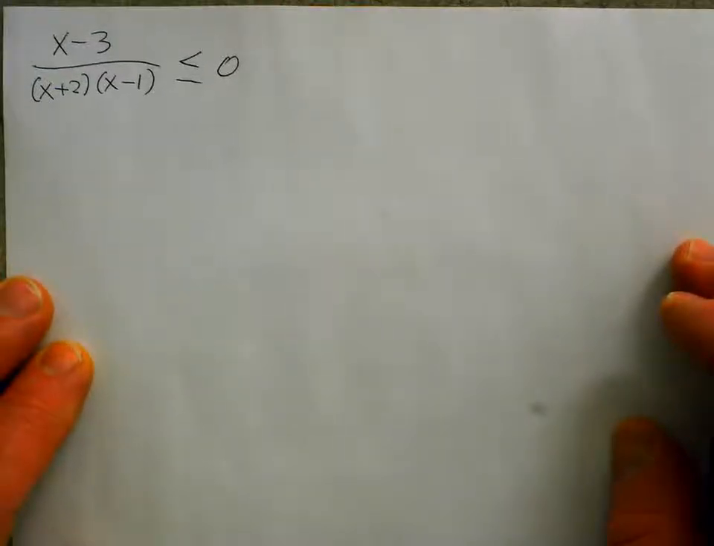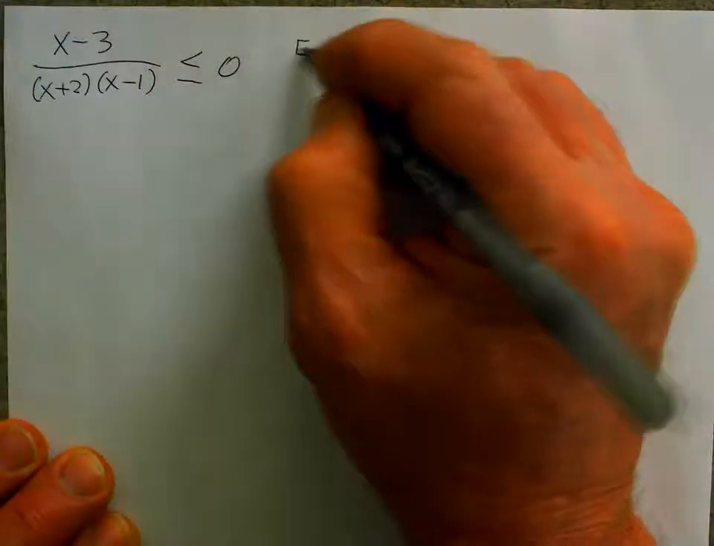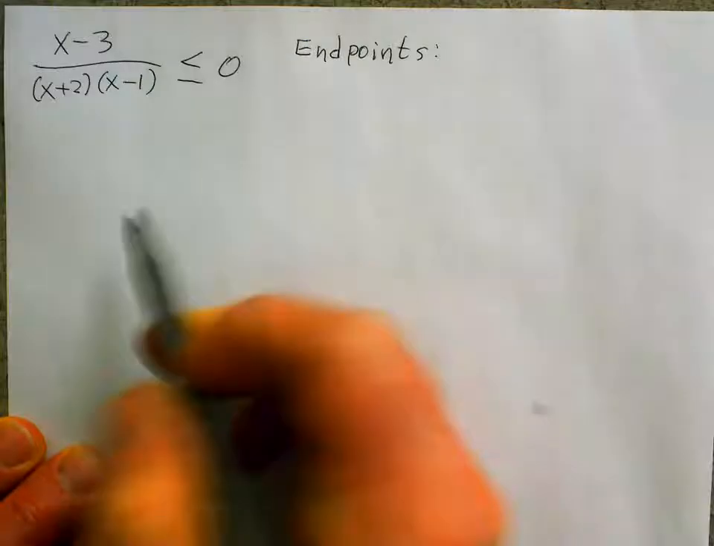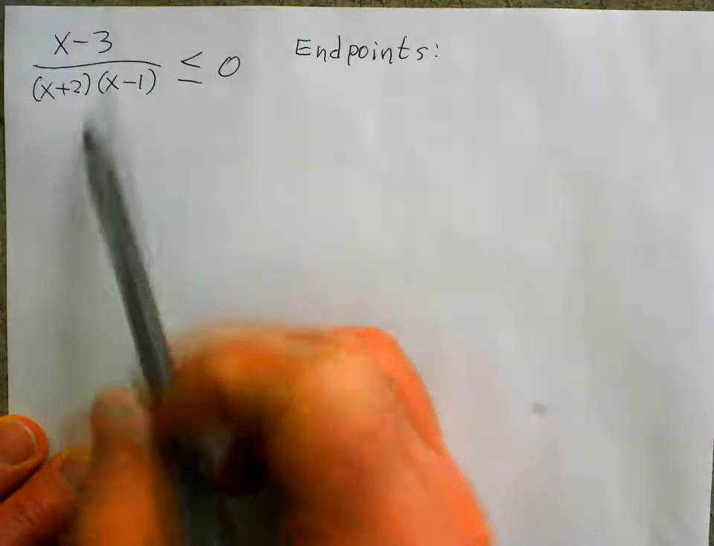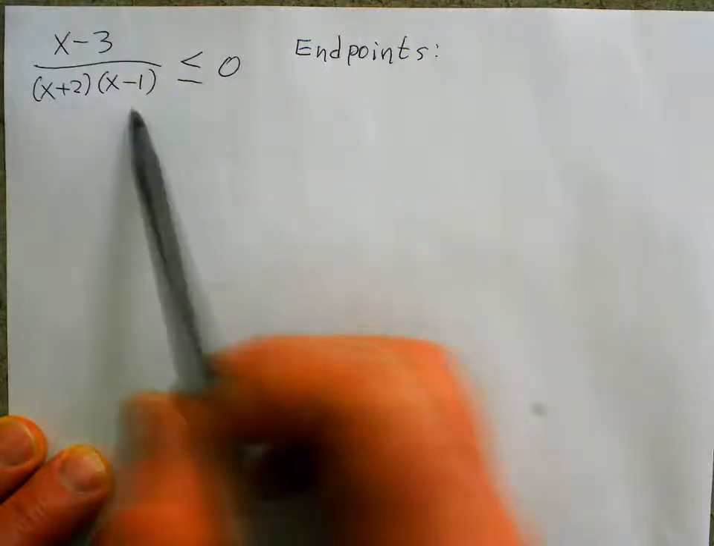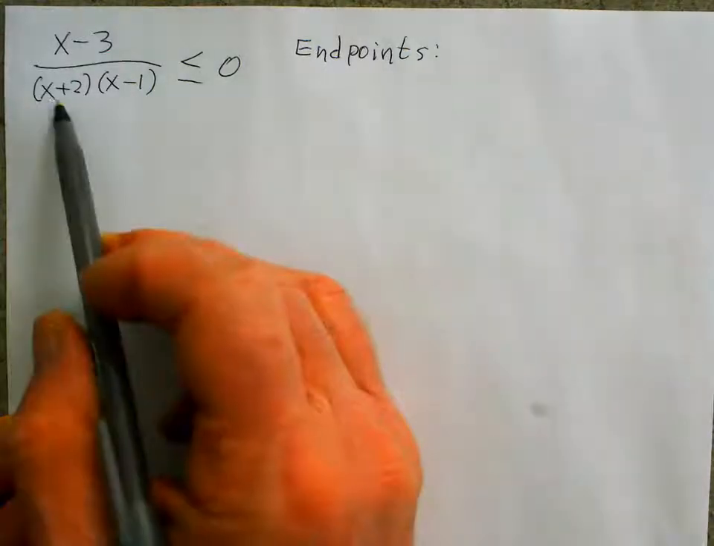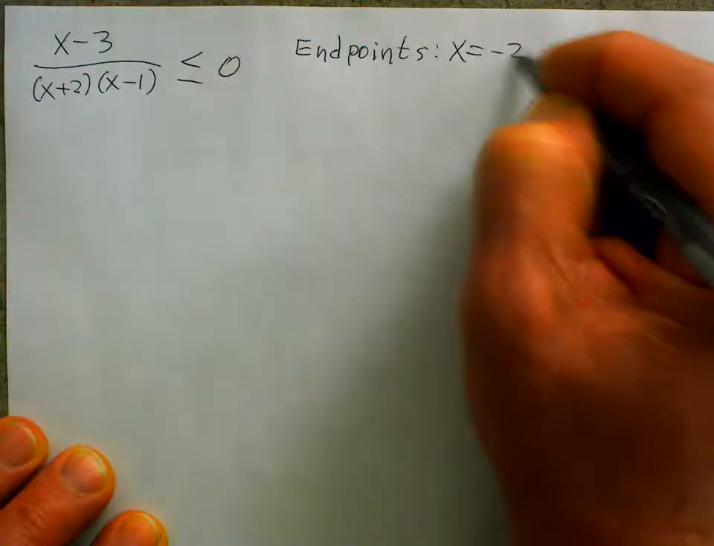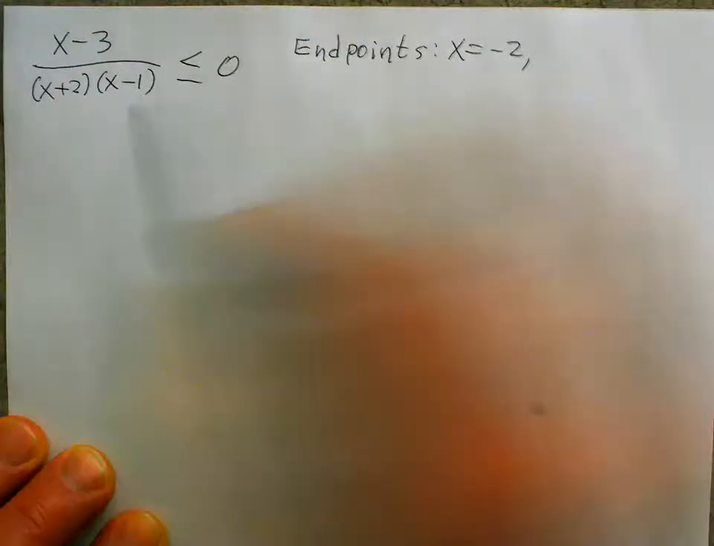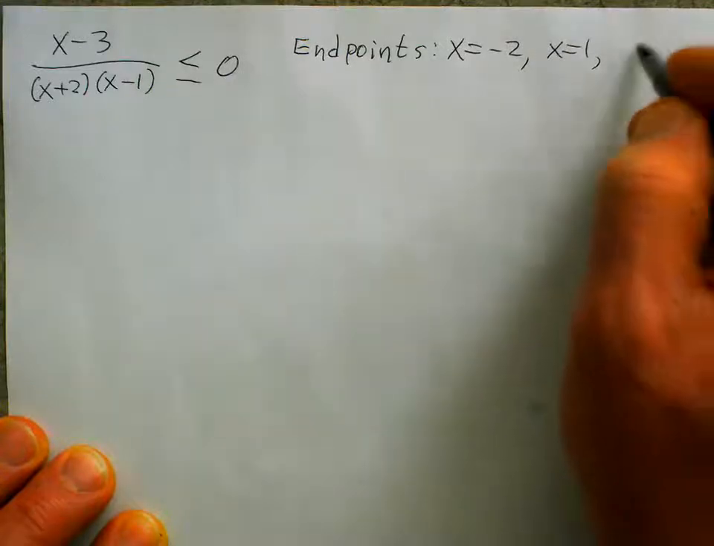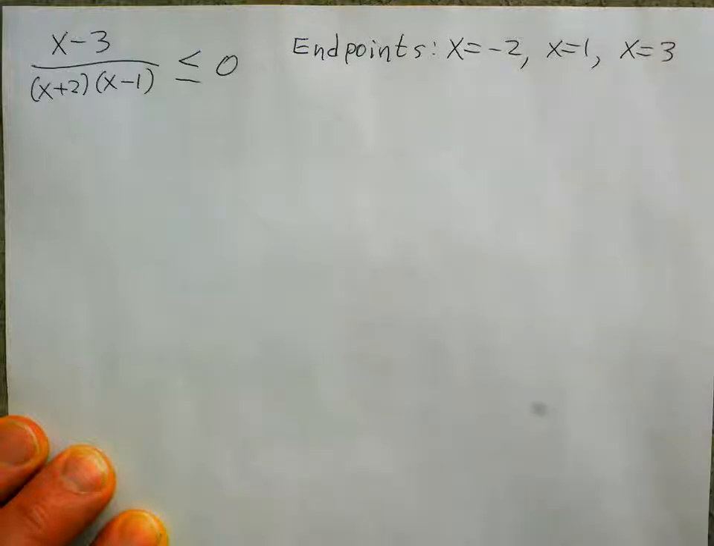Okay, so here's the inequality with the factored denominator. The endpoints are the x values that make the numerator 0 combined with the x values that make the denominator 0. So if we start with the denominator, one of the endpoints is -2, another endpoint is +1, and then the third endpoint is +3.